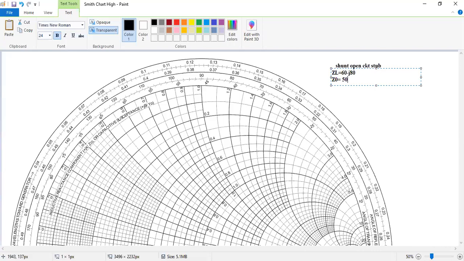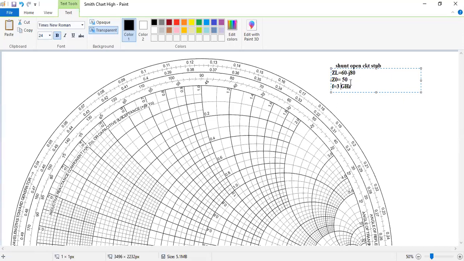The frequency is given, F equals 3 gigahertz. This is the design problem: you have to design a single shunt open circuited stub. Single stub is there, but here it is an open circuited stub.